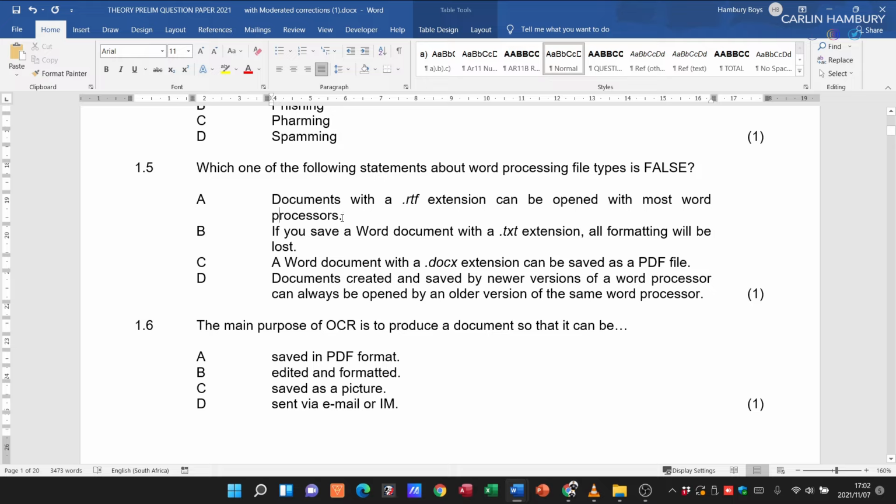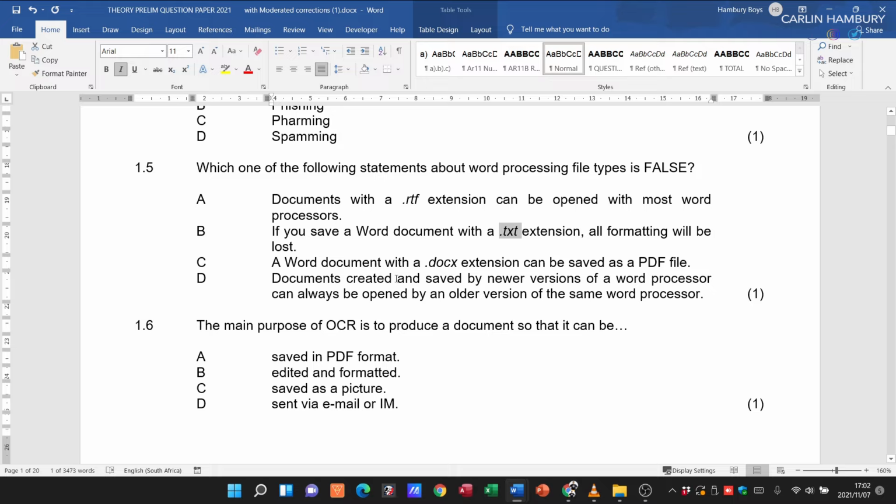That is true. You save a Word document with a TXT extension, all formatting will be lost. Yes, because it is just a normal text format, right? Nothing else in it. A Word document with a .docx extension can be saved as a PDF. Yes, we know that. We've done that over the years.